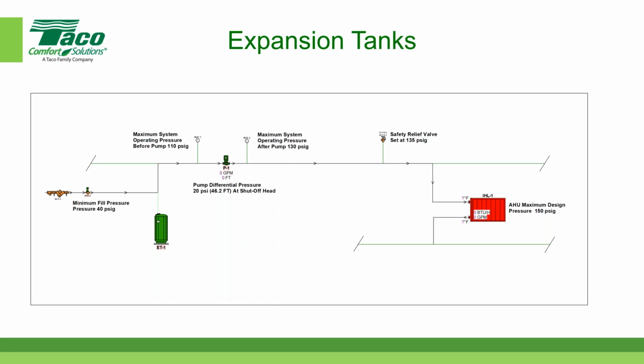I want the relief valve to be set roughly 5 pounds above the maximum that's in the system, and I want the relief valve to be set about 10% below the maximum pressure of the equipment. So in this case, my maximum system operating pressure before the pump is 110 pounds. Now I have two pieces of information to help me size the expansion tank. I have the minimum pressure or fill pressure, and I have the maximum pressure at the expansion tank.